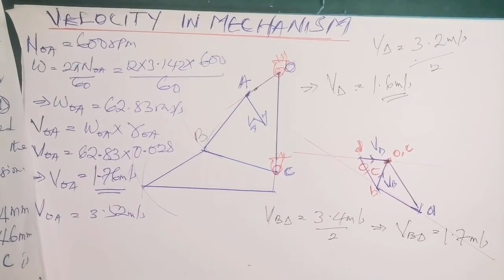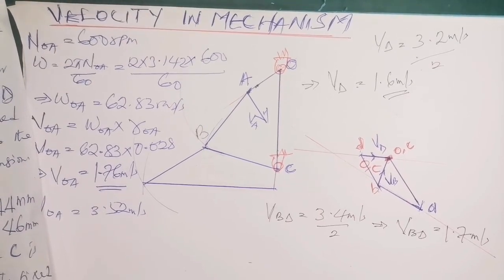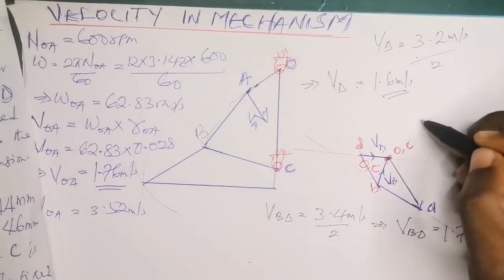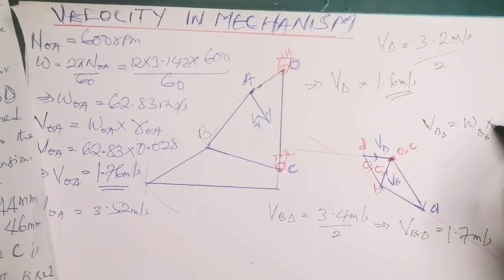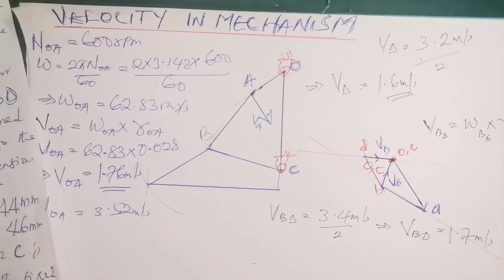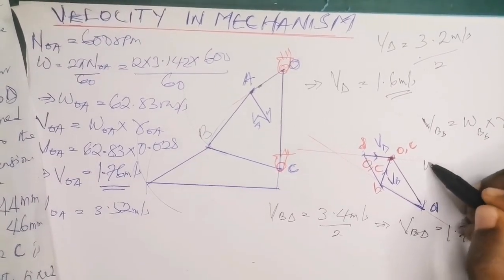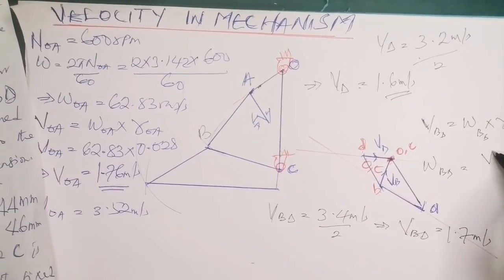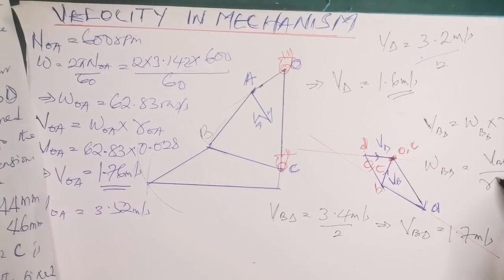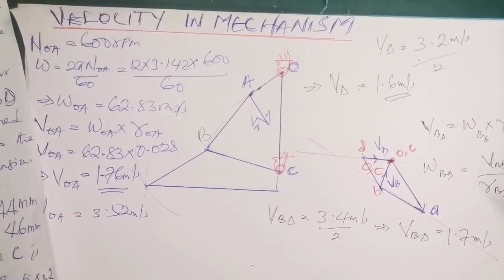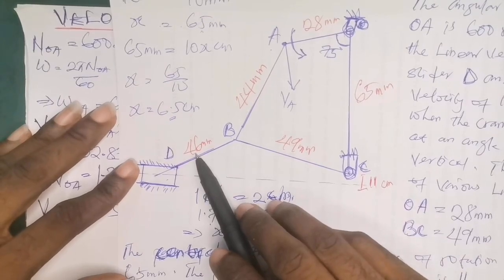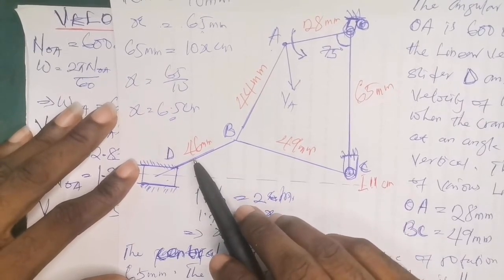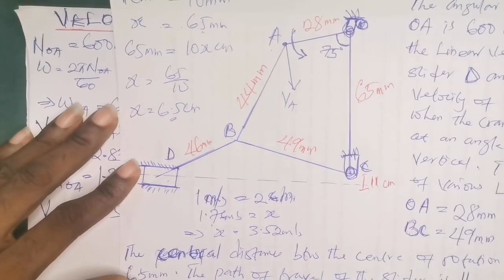But we are told to find the angular speed. You remember the relationship between angular speed and linear speed? V, or in this case VBD, is going to be omega BD times the distance between B and D. So if I make the angular speed omega BD the subject, I'm going to have VBD divided by the distance between B and D. But what is now the distance between B and D from the question? The distance from B to D is given as 46 millimeters, which we have to divide by 1000 to convert to meters. That's 46 divided by 1000, which gives us 0.046 in meters.